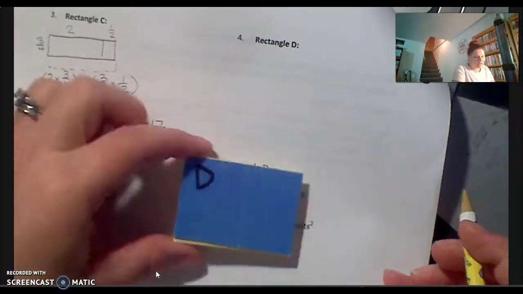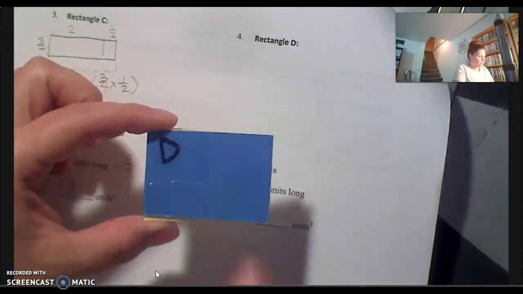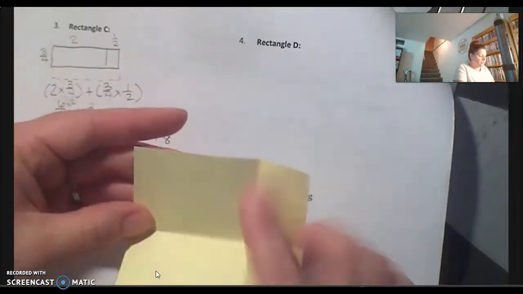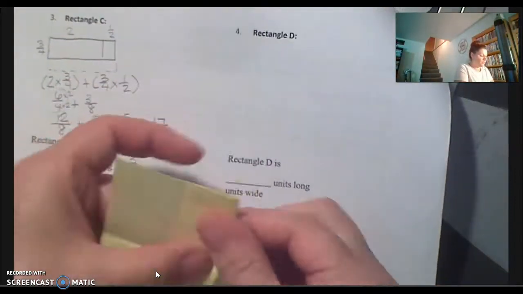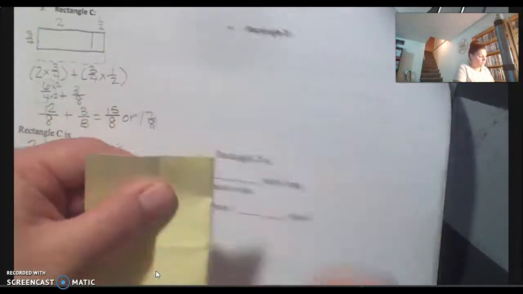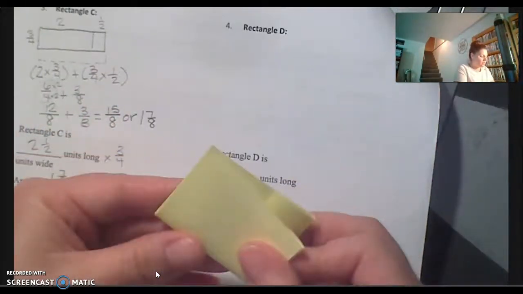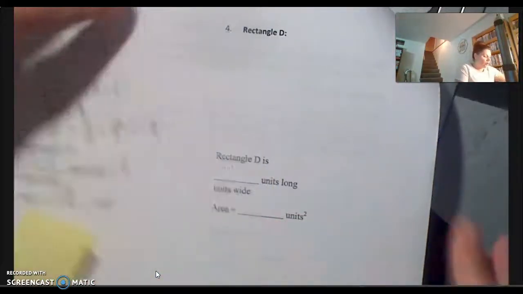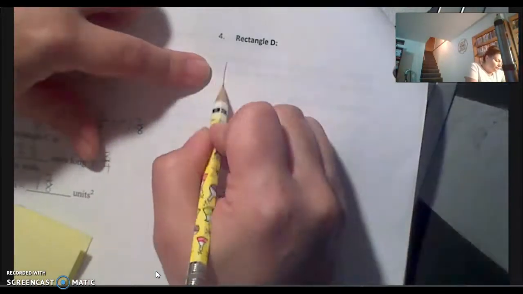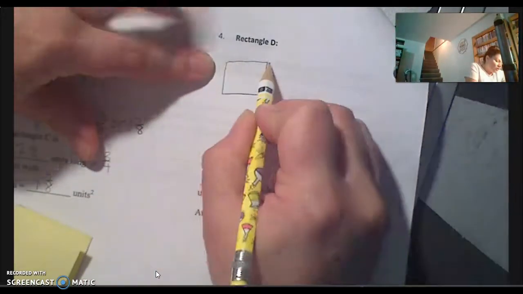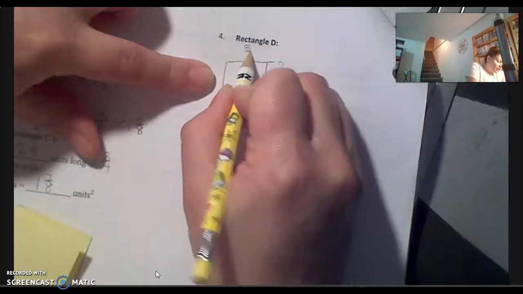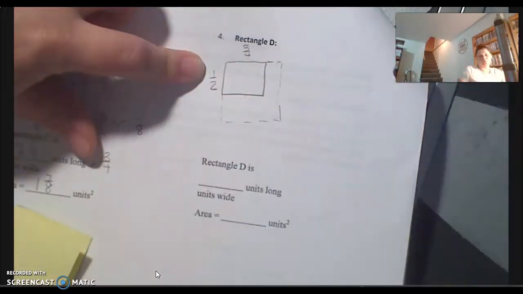And lastly, we have rectangle D, which is this tiny little rectangle. And if I flip it over, I have already tiled. My length is 3/4 of the sticky note. I had to fold it in. And my width is 1/2 of the sticky note. I had to fold it in the other way. So we're going to go ahead and draw that. And I'm going to show that this is 3/4 and this is 1/2. So here is 3/4. Here is 1/2.